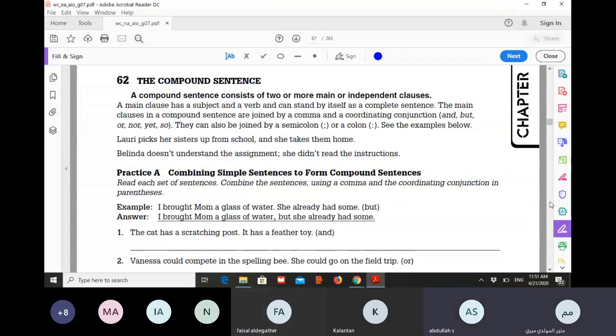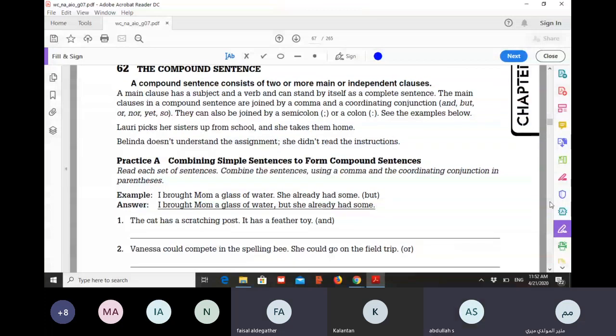So in order for you to summarize, a compound sentence is made up of two or more sentences that are joined together using either a comma and a coordinating conjunction or using a semicolon or a colon. So this is it.